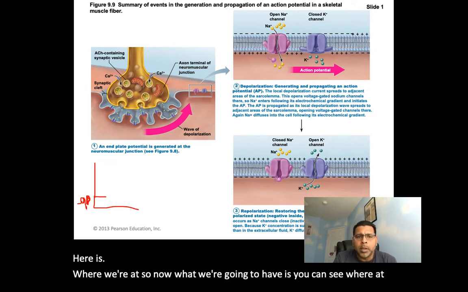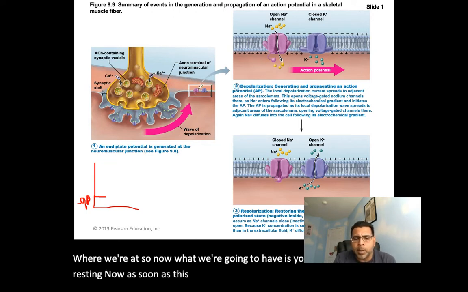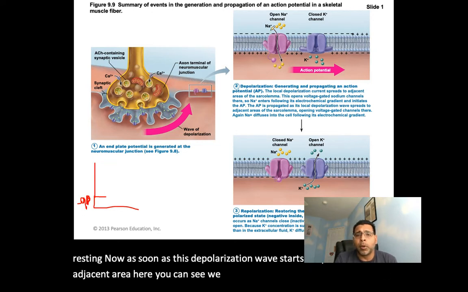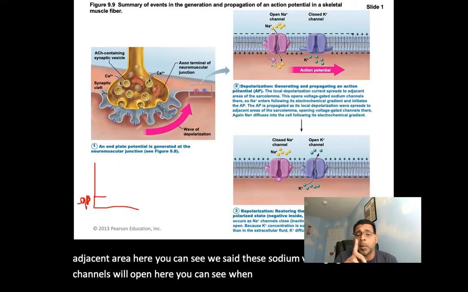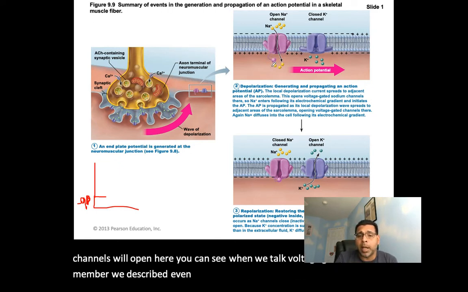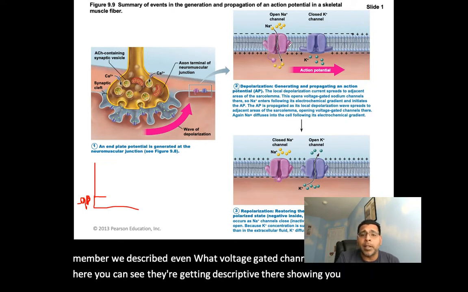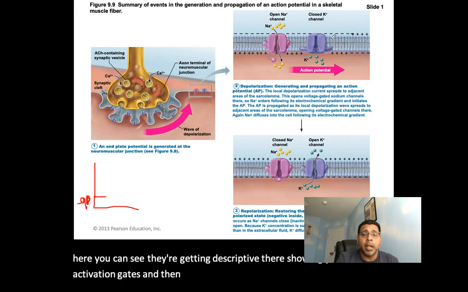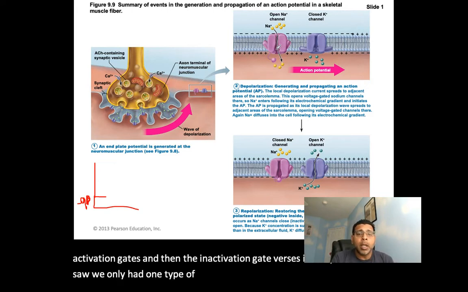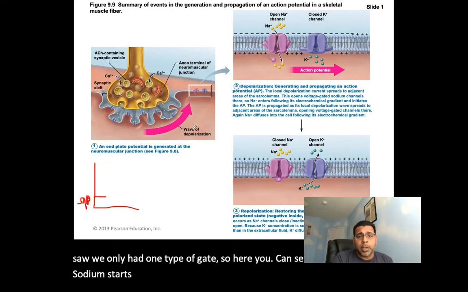Now, as soon as this depolarization wave starts to spread off to this adjacent area here, you can see we said these sodium voltage-gated channels will open. When we talk voltage-gated channels, remember we described even what voltage-gated channels look like. Now here you can see they're getting descriptive. They're showing you the activation gates and then the inactivation gate, versus in the potassium, we saw we only had one type of gate. So here you can see now, sodium starts to rush in because the voltage changes.